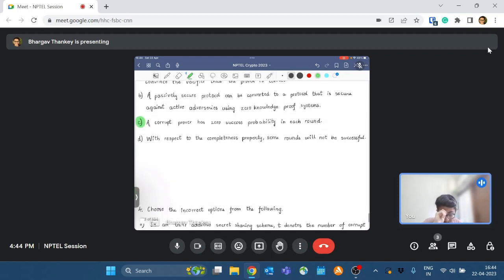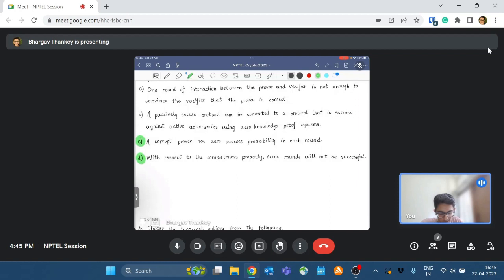And what about option D? With respect to the completeness property, some rounds will not be successful. So this is also false because the completeness property says that at the end of the protocol, the verifier would be convinced that the statement is true, right? And for that, each and every individual round must be successful. So option D is also false. So A and B are true, and therefore we should not pick those options, and C and D are false, therefore we should pick those options.